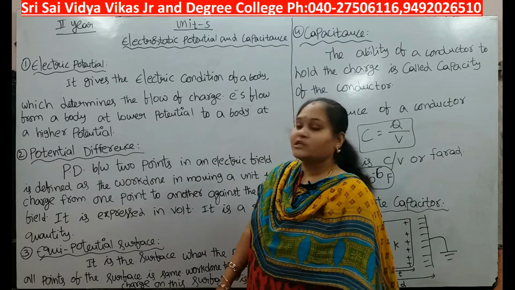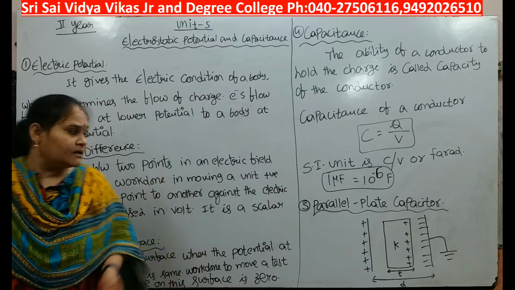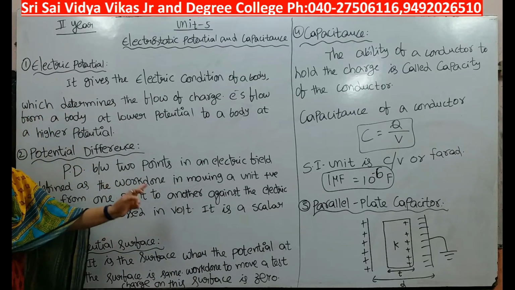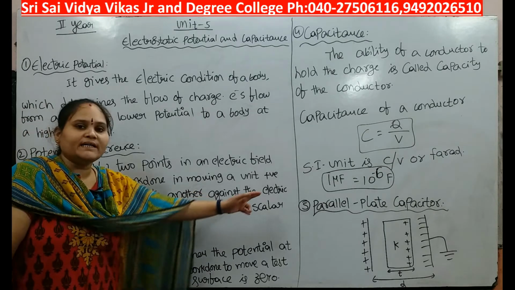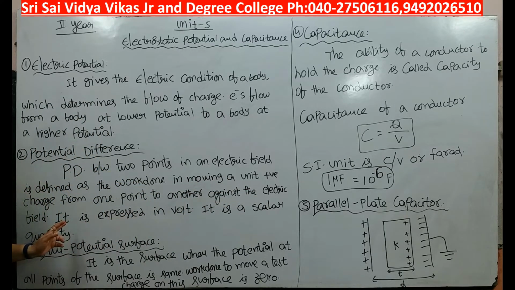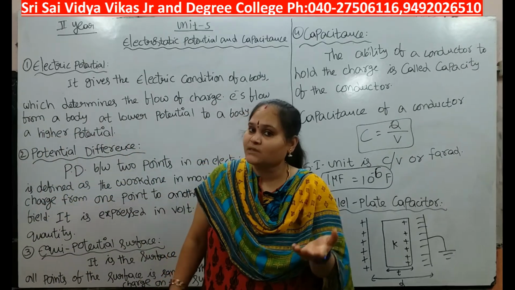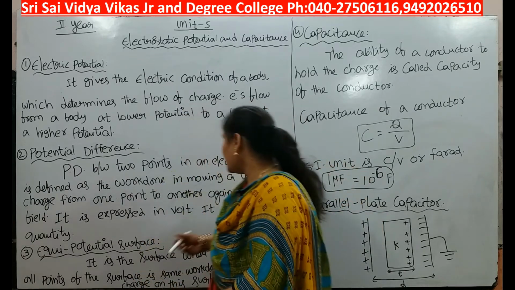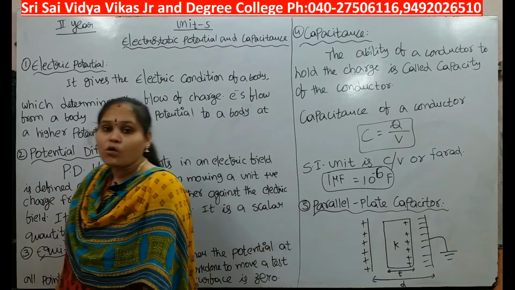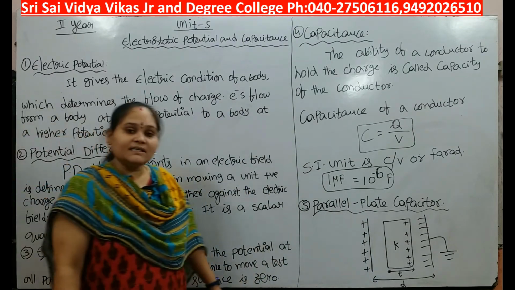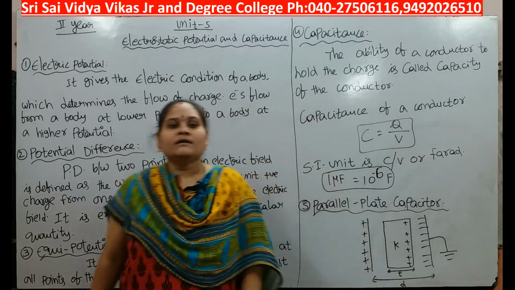Next is the potential difference. Potential difference between two points in an electric field is defined as the work done in moving a unit positive charge from one point to another point against the electric field. It is expressed in volts, 1 volt, 2 volts, 5 volts, and it is a scalar quantity. That means it has only magnitude, there is no direction.